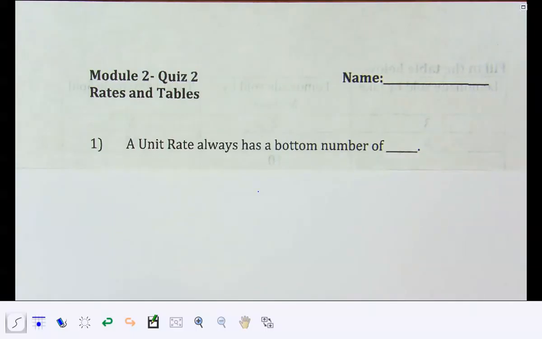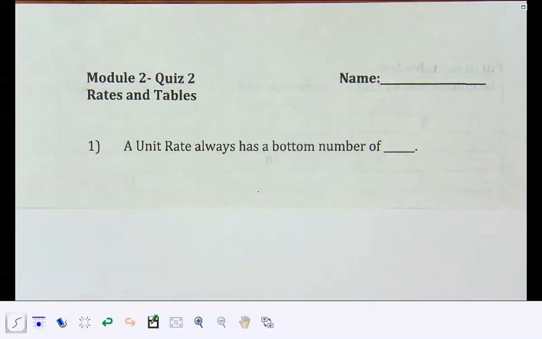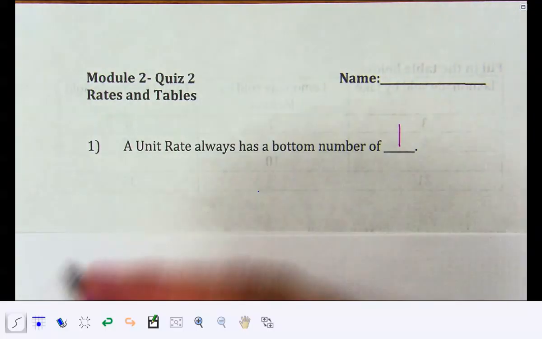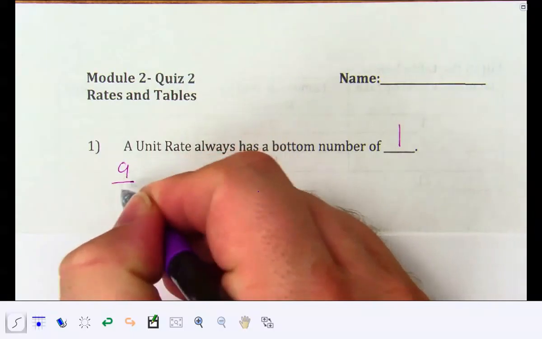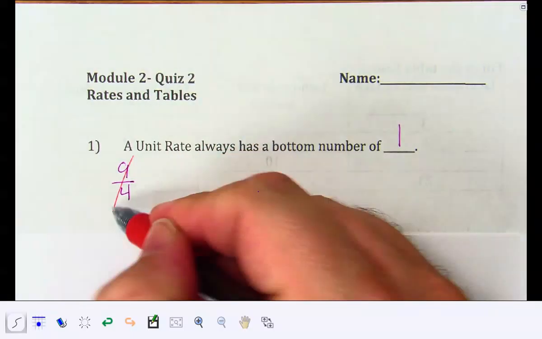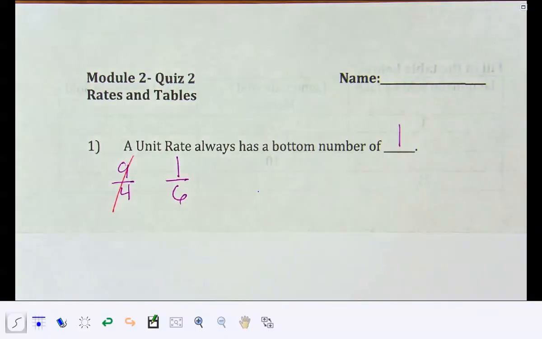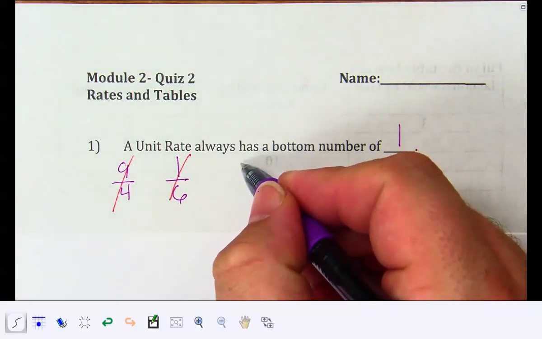The first thing is a question about unit rate. A unit rate always has a bottom number of what, Mr. McCord? So the bottom number has to be a 1. So, for example, how about this? 9 to 4. Is that a unit rate? To 6. Okay, there's a 1 in that, but it has to be the bottom number, so that is not a unit rate either.